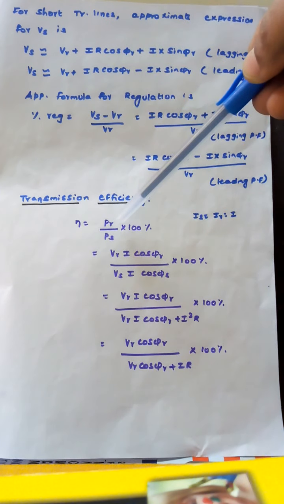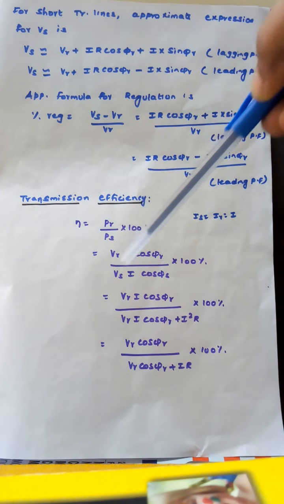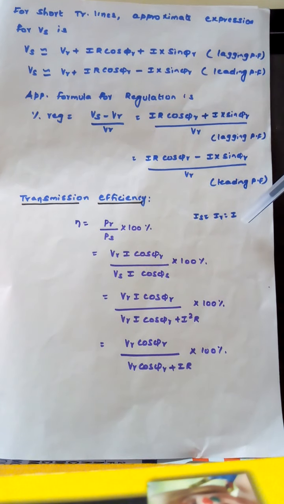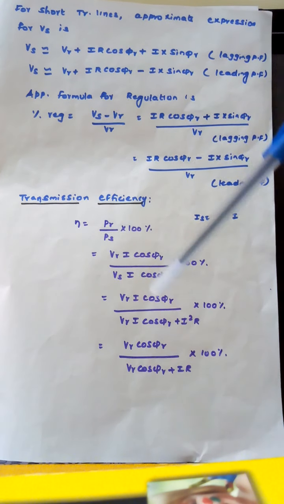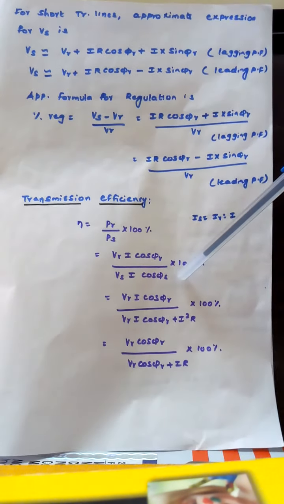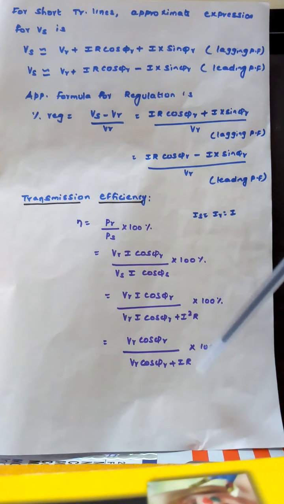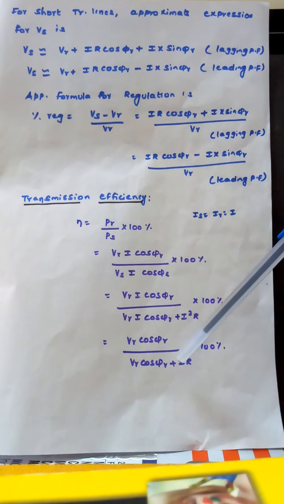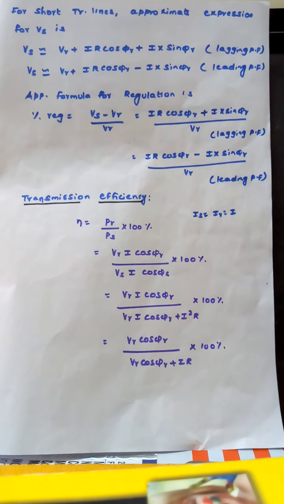So the receiving end power we can write as VR IR cos phi r, and the sending end power we can write as Vs Is cos phi s. Here Is equal to IR equal to I, so we are substituting I here. Again, the sending end power we can write in terms of receiving end power plus losses. In all the terms I is there, so it will get cancelled. So we'll get VR cos phi r divided by VR cos phi r plus losses, into 100. So this is your transmission efficiency.